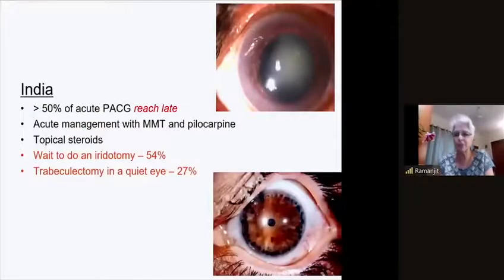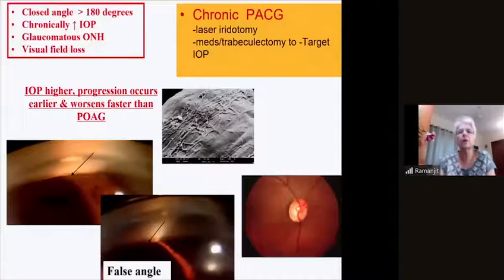But in India, unfortunately, most of them come to us late, and we have to then wait for a while and do an iridotomy, and 50% or more are controlled with just an iridotomy alone. About a quarter need a trabeculectomy to control the IOP. This is the iridoplasty that has been done in this eye because it didn't actually open up, even the AC wasn't deep enough even for us to do an iridotomy. Once you get to the stage of chronic angle closure glaucoma, just think that once you've done an iridotomy, it's just like POAG eyes. So you have to use medications, trabeculectomy, etc.